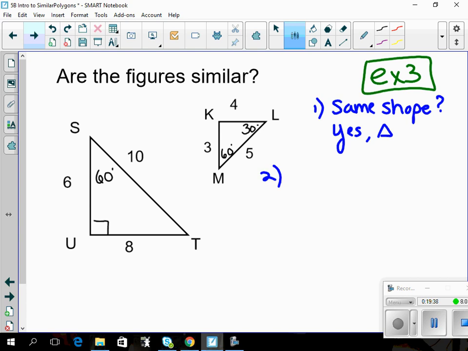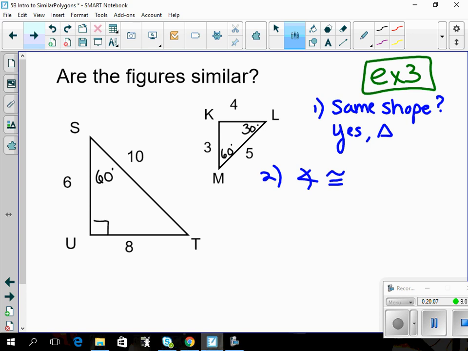2, what was the second part of our definition? They all had to have corresponding angles that were the same, right? So we had to say that the angles were congruent. I see 60 and 90 on one triangle, and I see 30 and 60 on another. Are they all the same?